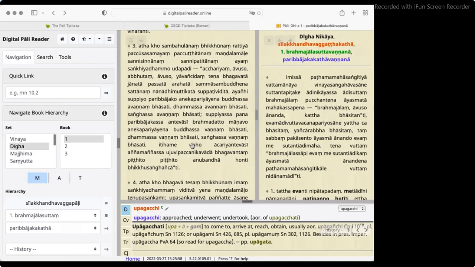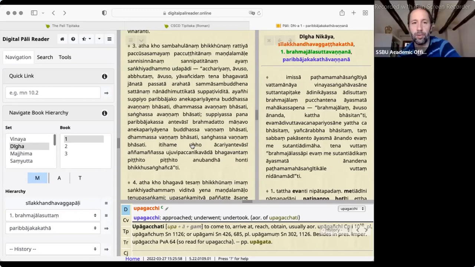Atako sambahulanam bhikkhu pacchabhattam pindapatapatikkantanam mandalamale sannisinnanam sannipatitanam ayam sankhiya dhammo udapadi: Acchariyam avuso, abbhutam avuso, yavanchidam tena bhagavata janata passata arahata samma sambuddhena sattanam nanadhimuttikata suppatividitia. Ayanhi suppiyo paribbajako aneka pariyayena Buddhassa avannam bhasati, Dhammassa avannam bhasati, Sanghassa avannam bhasati. Suppiyassa pana paribbajakassa antevasi Brahmadatto manavo aneka pariyayena Buddhassa vannam bhasati, Dhammassa vannam bhasati, Sanghassa vannam bhasati. Itiheme ubho acariyantevasi aññamaññassa ujuvipaccanikavada Bhagavantam pitthito pitthito anubaddha honti bhikkhusanghanca.